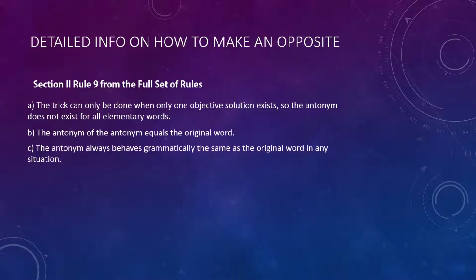Okay, C. The antonym always behaves grammatically the same as the original word in any situation. Well, this might sound a little bit complicated for a beginner, but basically it just means that if the word is a noun, then its antonym will also be a noun. Or if it's a verb, then the antonym will also be a verb. Or if it's an adjective, etc., etc. Or if this word creates these links to other words in this situation, then its antonym will also create the same links to the same words.